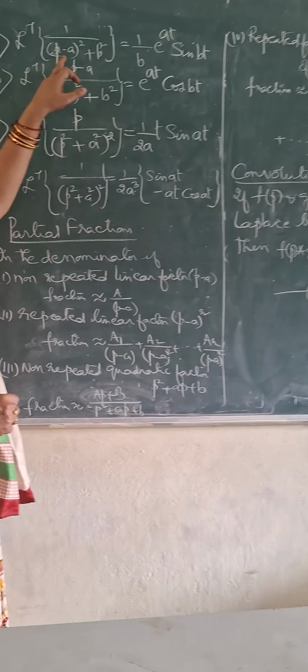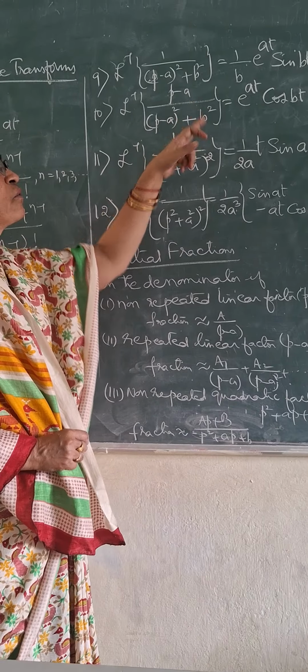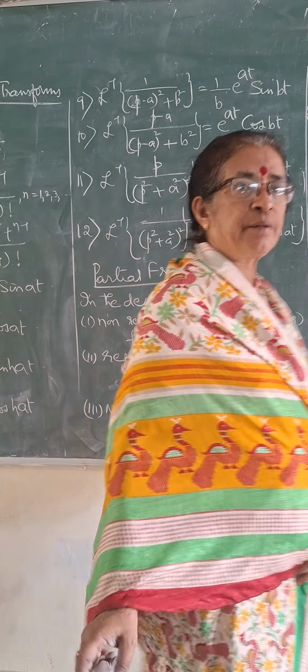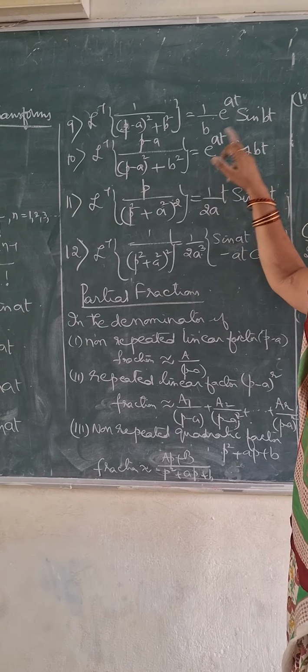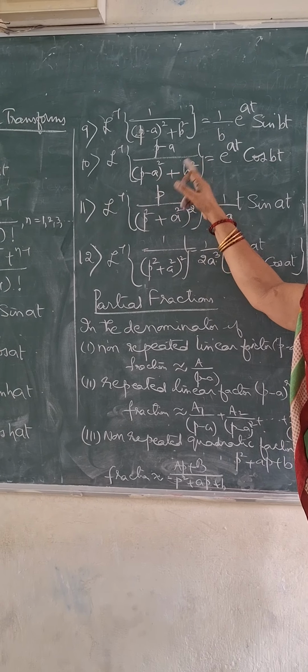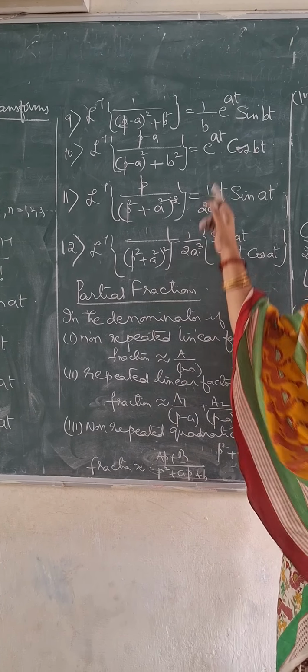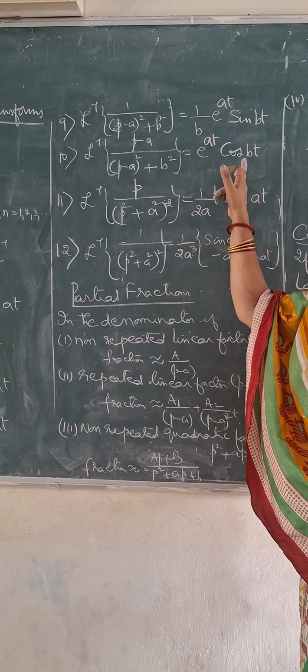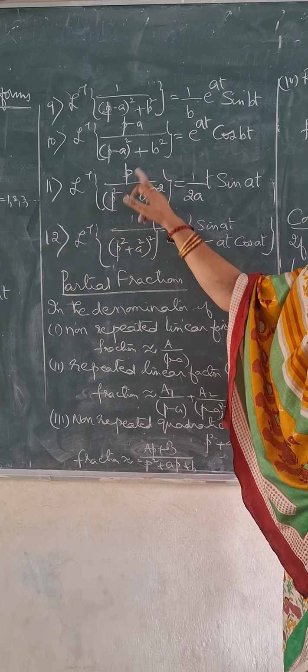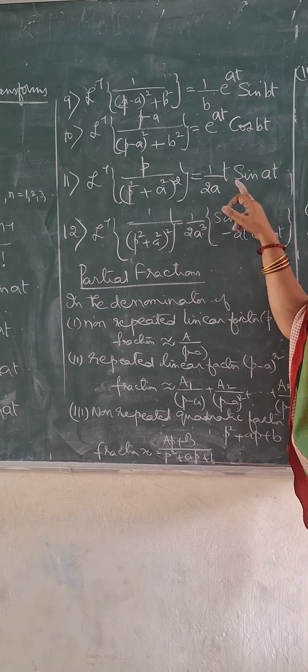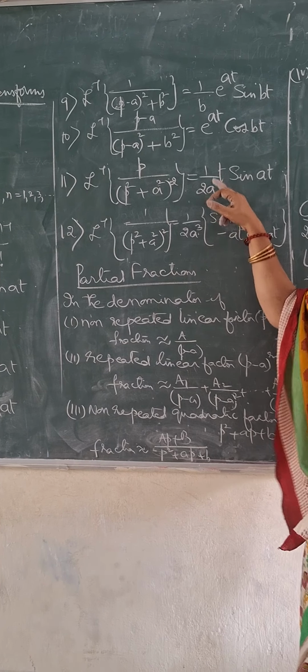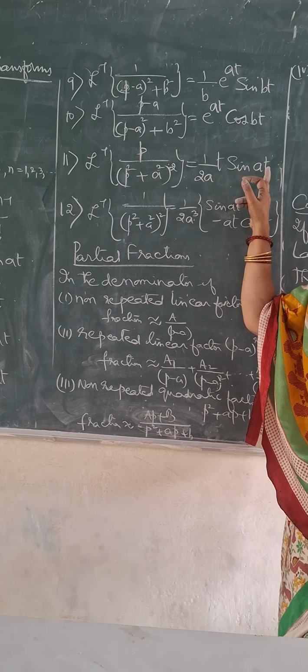Similarly, L inverse of 1 by p minus a whole square plus b square equals 1 by b times e power a t into sin b t. L inverse of p minus a by p minus a whole square plus b square equals e power a t into cos b t. L inverse of p by p square plus a square whole square, we can prove, is equal to 1 by 2a times t into sin a t.